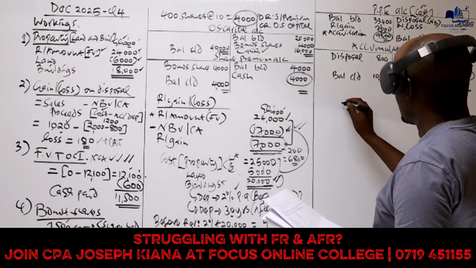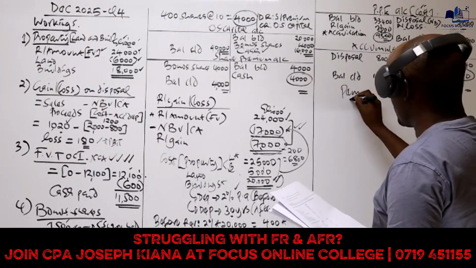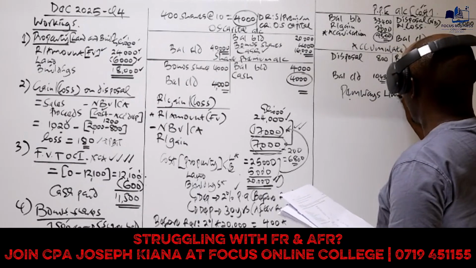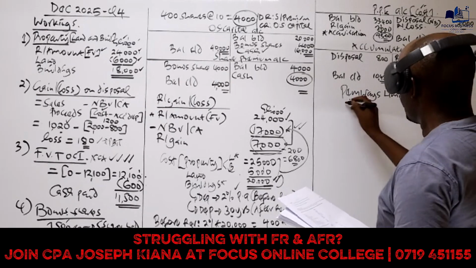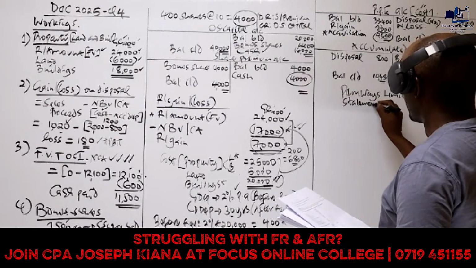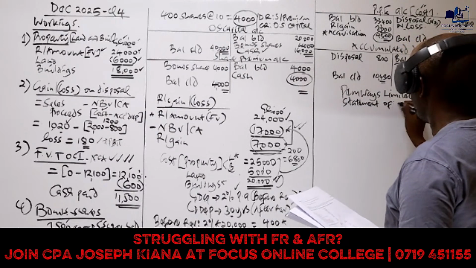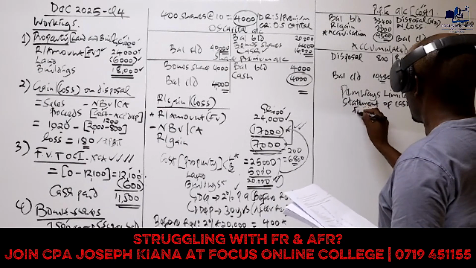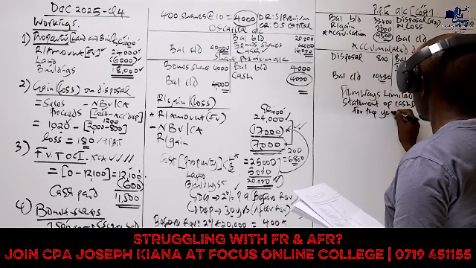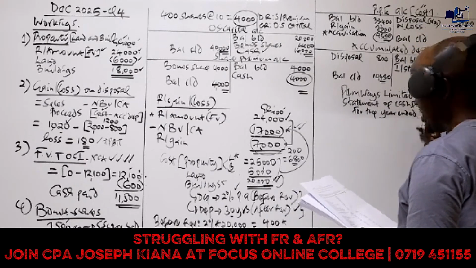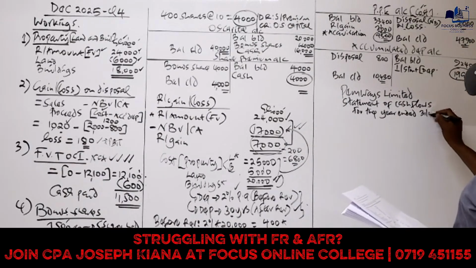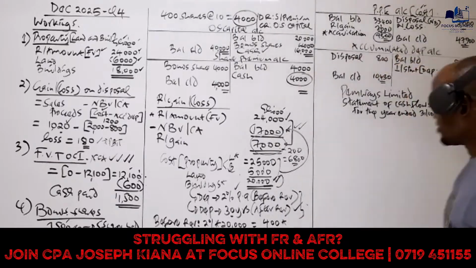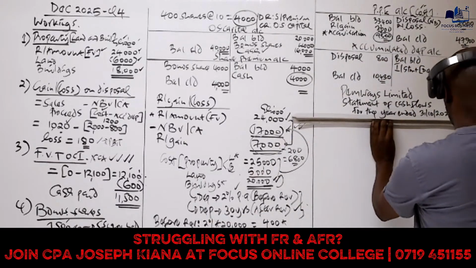So the name of the company is JOIN Limited. And basically this is a statement of cash flows for the year which ended 31st of October 2025. A very good question on cash flows.